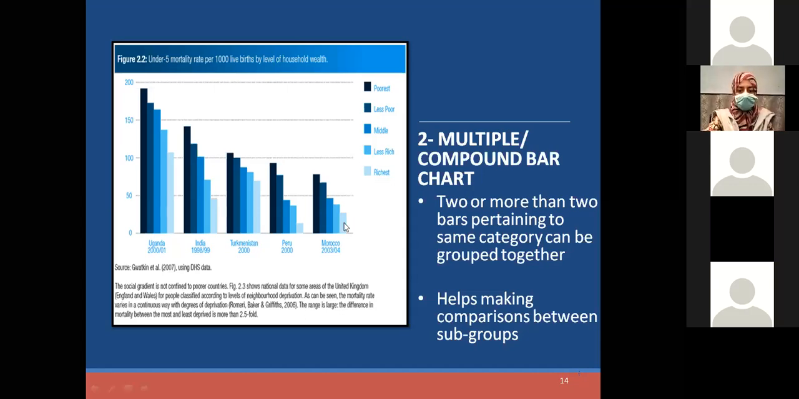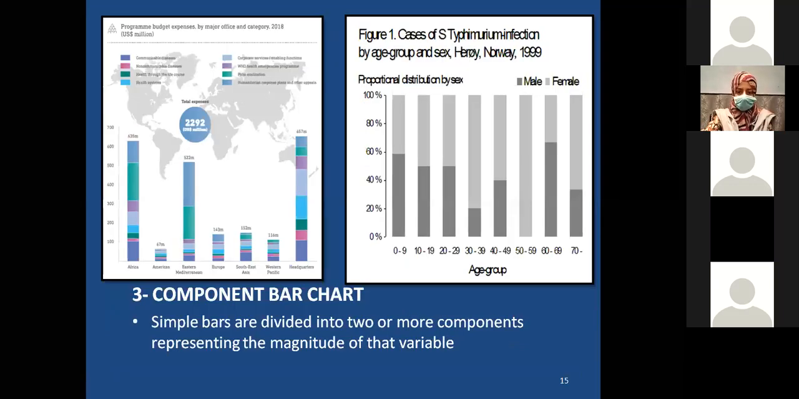So the least number of deaths occurred in Morocco in the year 2003 to 4. And when you see Peru, the richest people had the least number of deaths. Even in Uganda, if you see the richest people, even they had increased number of deaths compared to all the other countries. So this is a way of comparing different categories of the data.